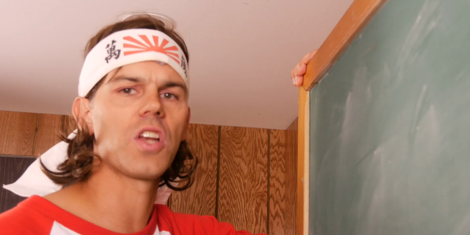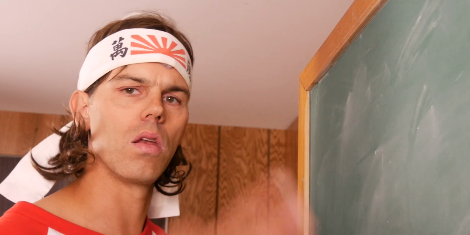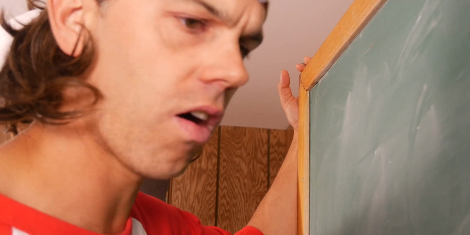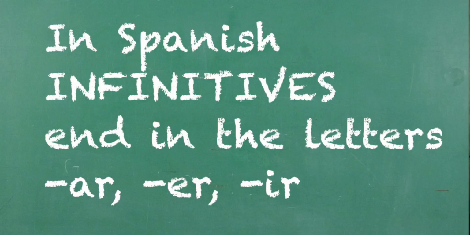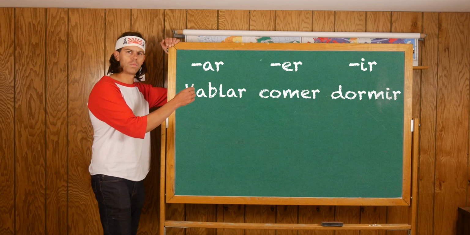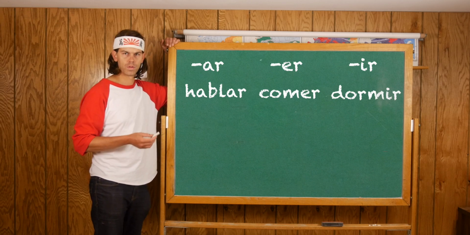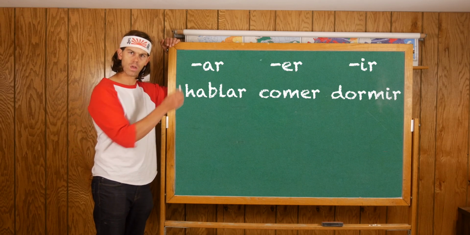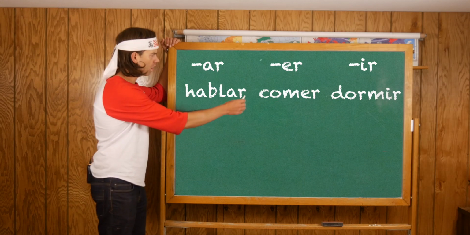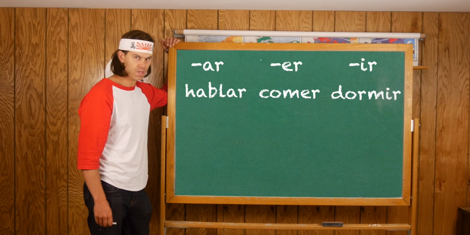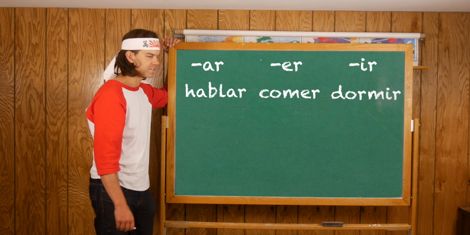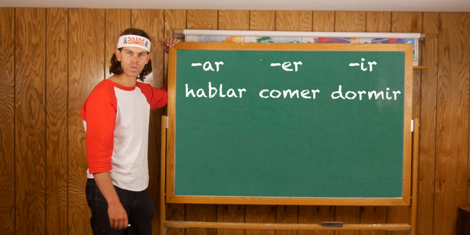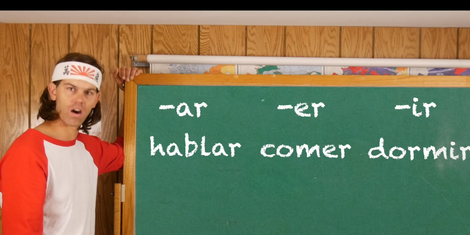Now, let's look at infinitives in Spanish. Infinitives in Spanish come in three varieties: AR, ER, or IR. Hablar is an AR verb because it ends with the letters AR. Comer is an ER verb because it ends with the letters ER. And dormir is an IR verb because it ends with, that's right, you guessed it, IR.